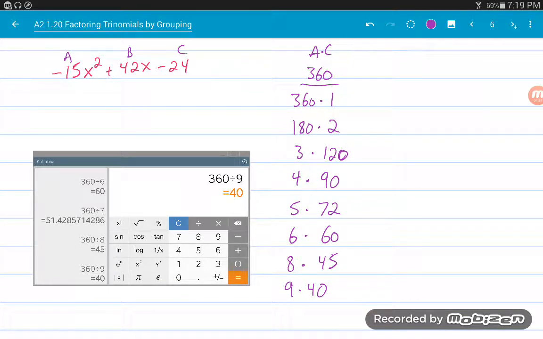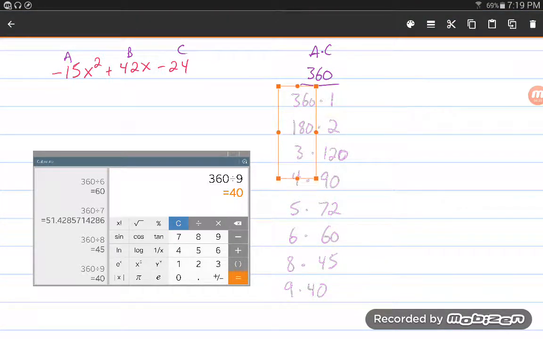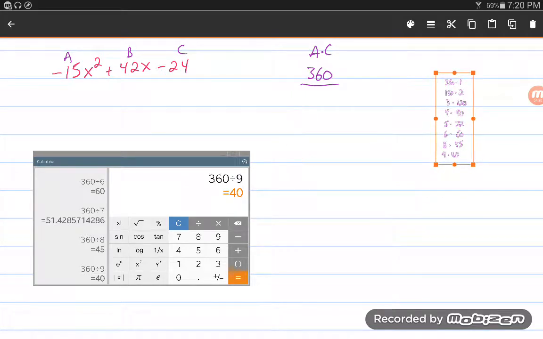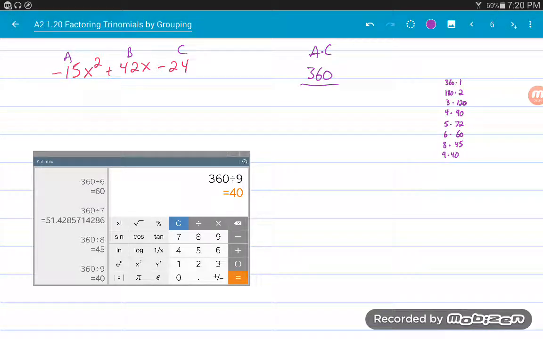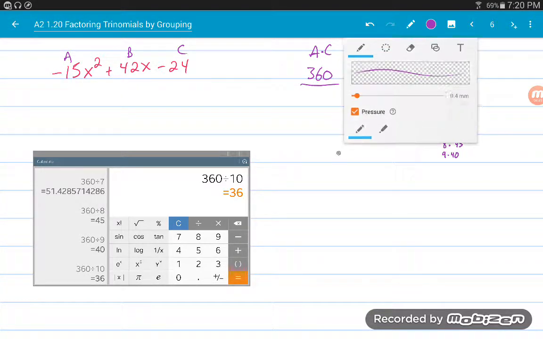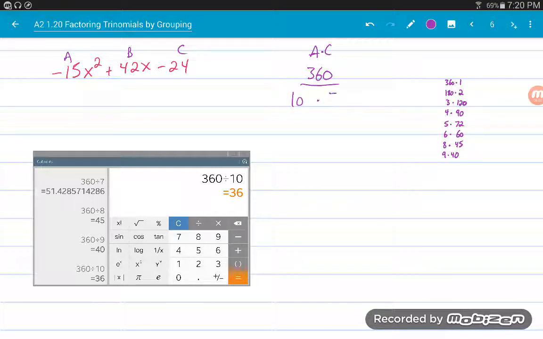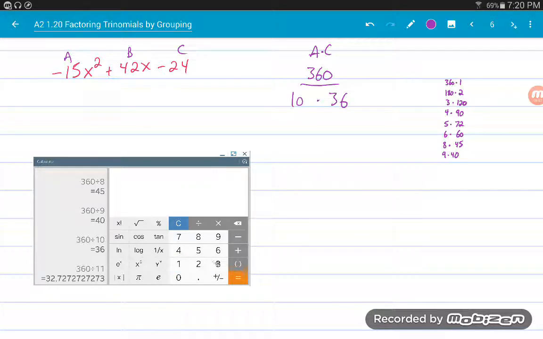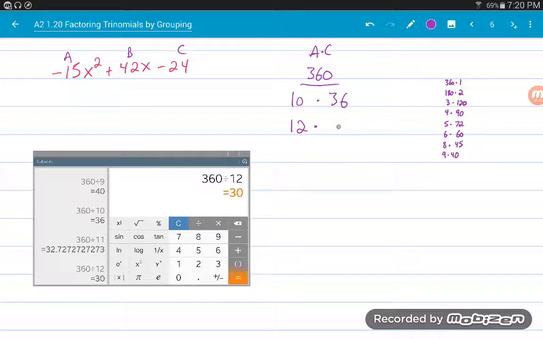Since none of these have worked so far, I'm going to select them and shrink them to sort of get them out of my way. Alright, let's keep going. 9 worked, but 9 and 40 don't add to 42. So 360 divided by 10. Okay, so I also get 10 times 36. 360 divided by 11 doesn't work. 360 divided by 12 is 30. And that's the number that I was looking for, 12 and 30.